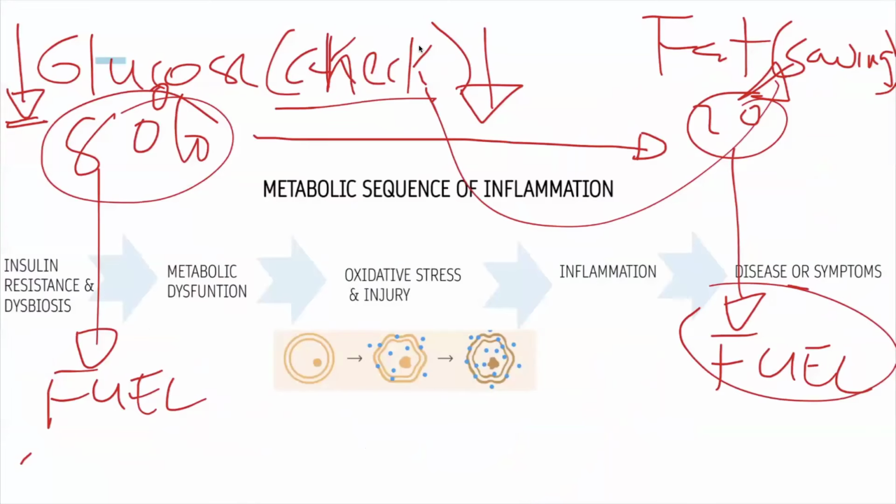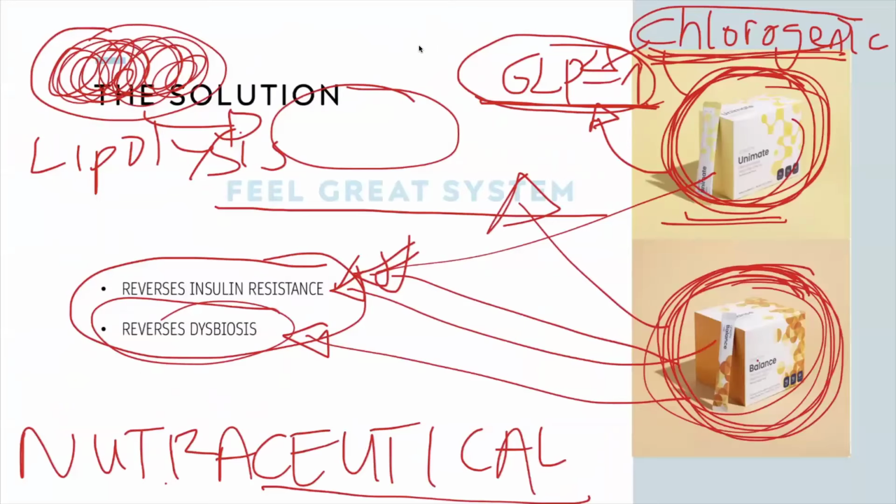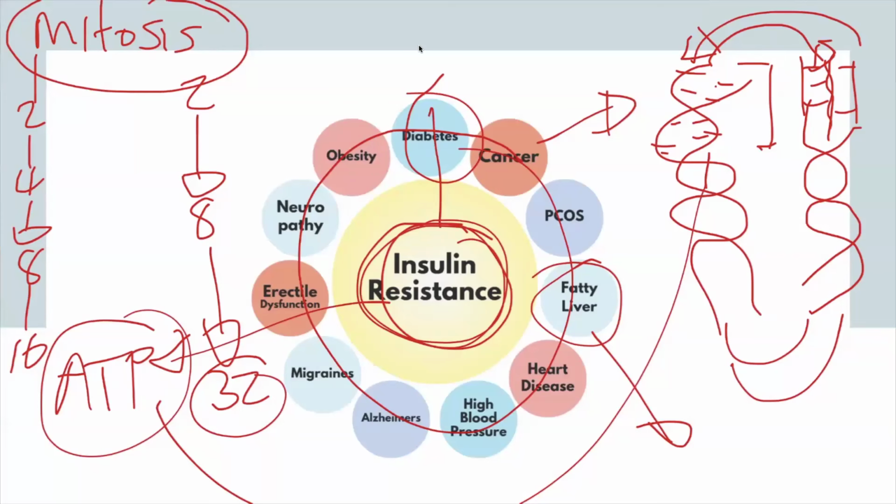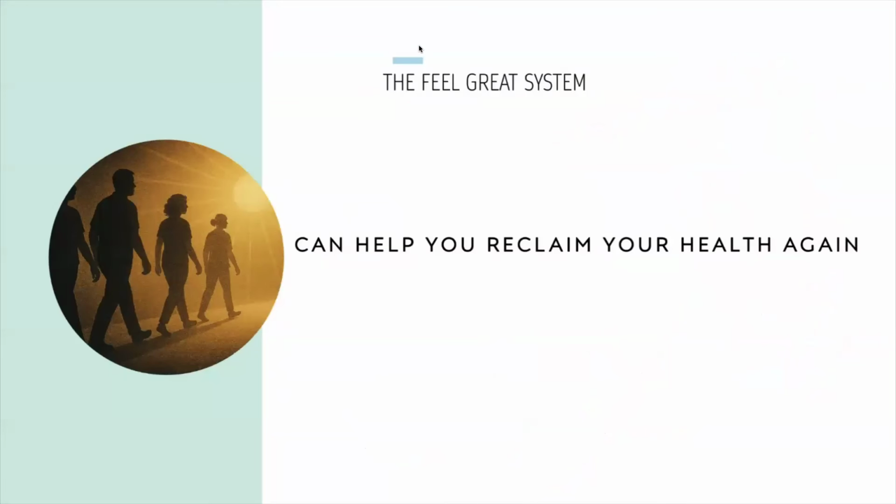So I will end by saying this, that the Feel Great System, through its effect on reversing these two root causes, can help you if you have any modern diseases that come as a result of stolen energy from this and this. The Feel Great System, my bold statement is that it could help you reclaim your health again.